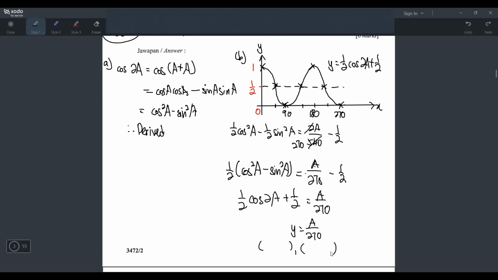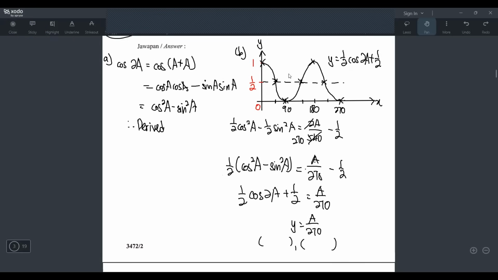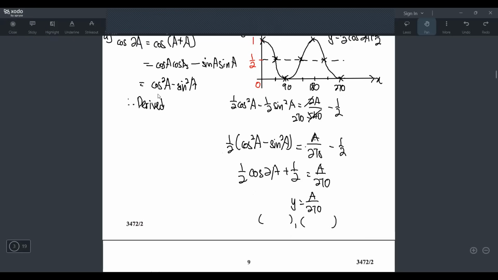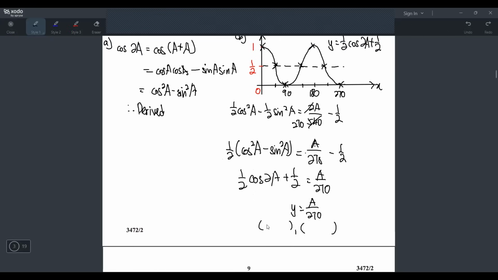Now you can find some coordinates to plot inside the graph and then draw the line. At least you have to find 2 points, because if 1 point, how do you want to draw the line, right? At least 2 points. So let's put x as 0, because usually x equals 0 is very easy. So x equals 0 means x divided by 270 is 0 also. So the first point is (0, 0), but I need another point.